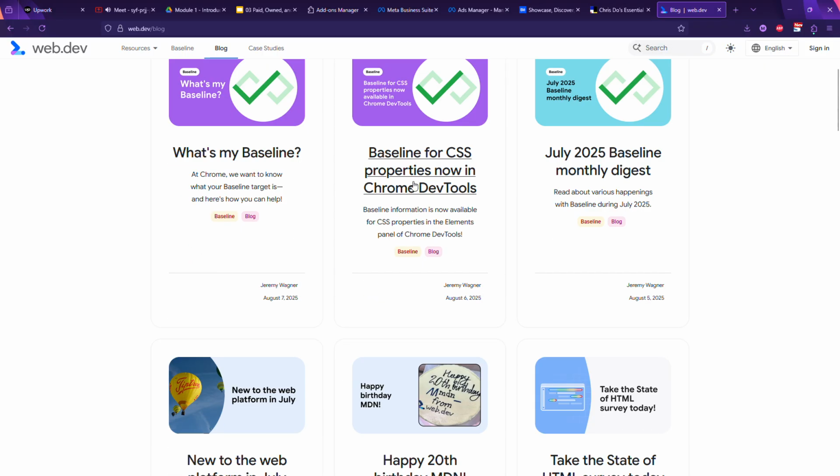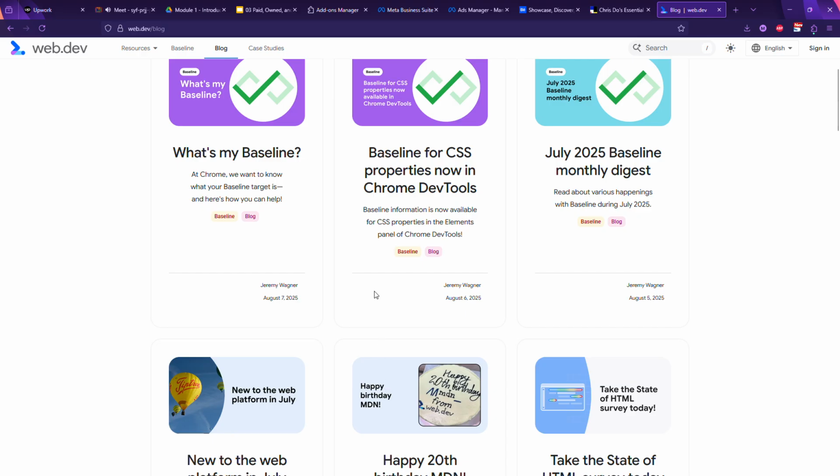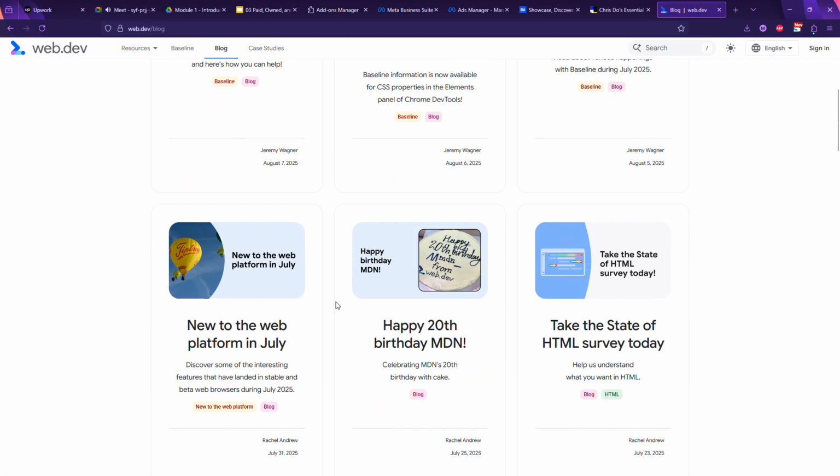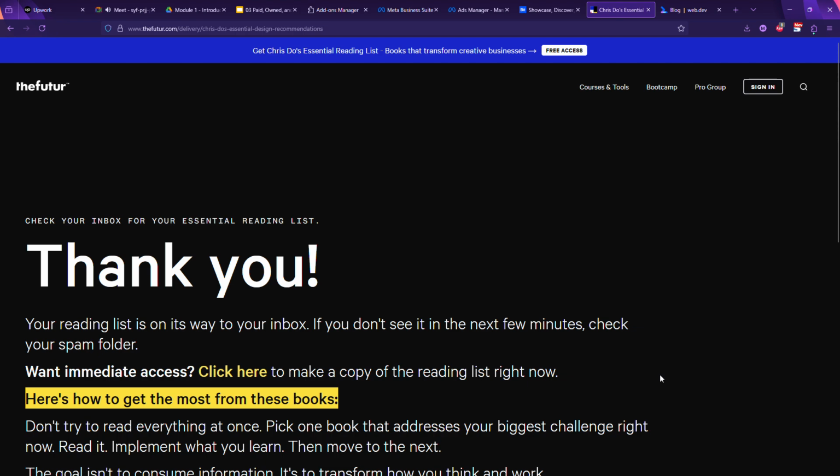So blogs are articles about that subject matter. This is about websites, so they are talking about CSS, coding, and HTML. They will have simple guides like how to create websites. Chris Do will have content about graphic design, about pricing your services and all those.